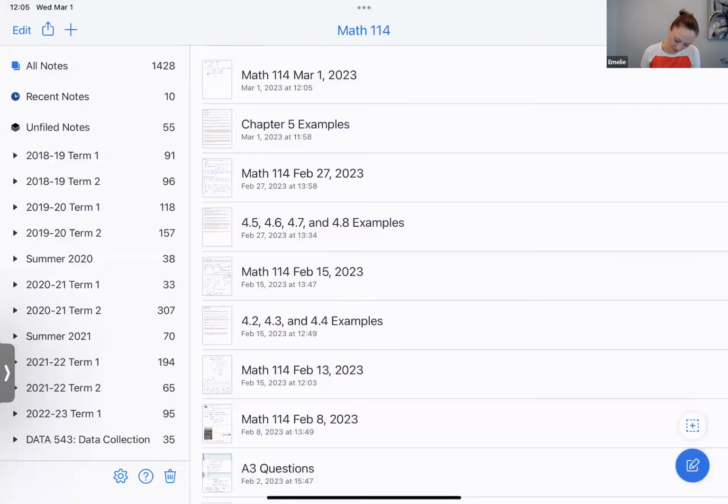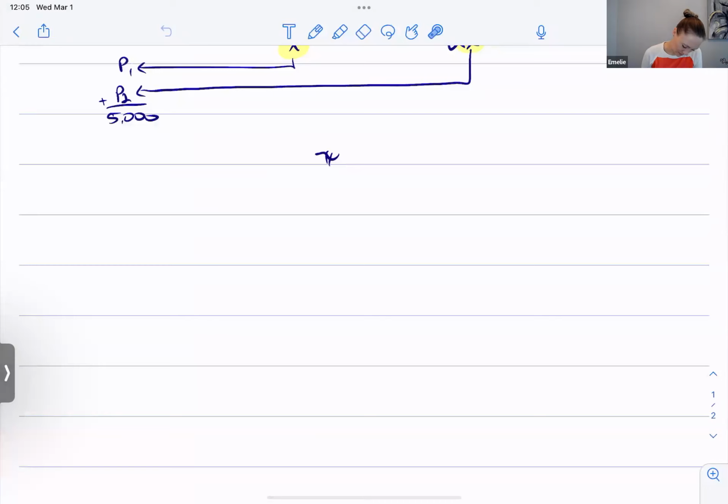So today, oops, helps if I have a pen handy. Okay, there, that looks weird.